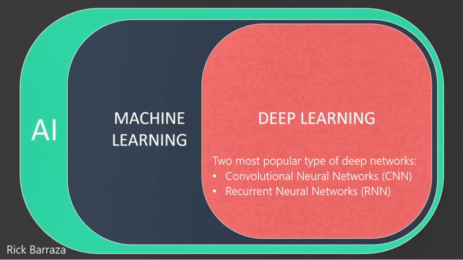And then the rest is history. It just kind of has got very crazy from there. And in the deep learning space, the most popular types of deep learning networks are convolutional neural networks and recurrent neural networks.